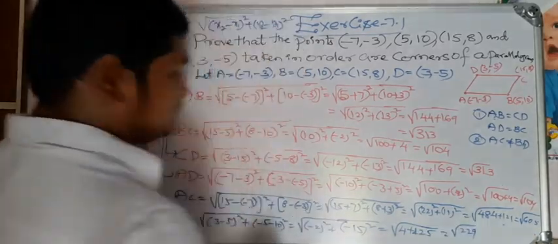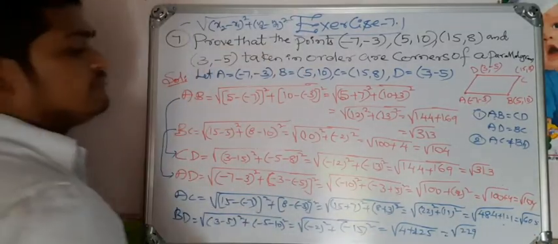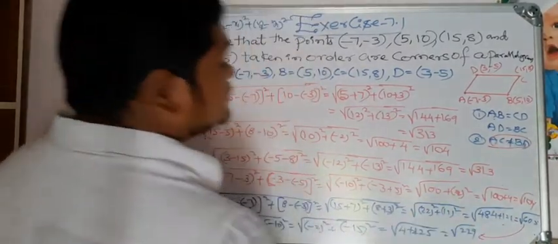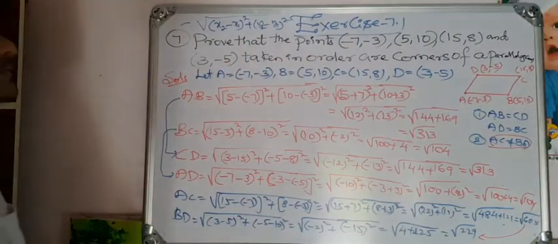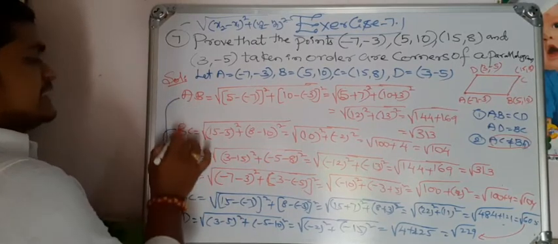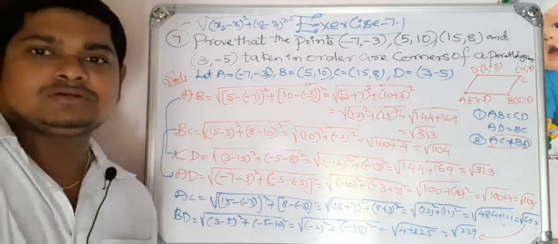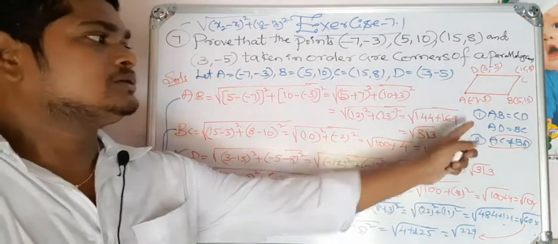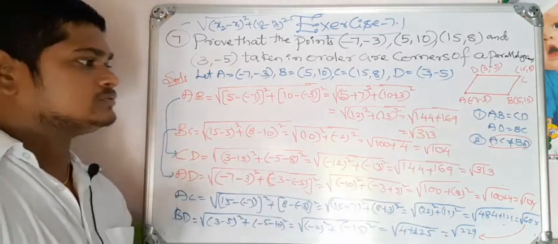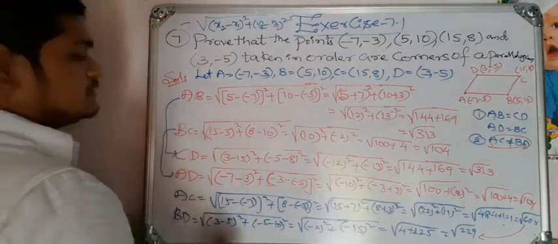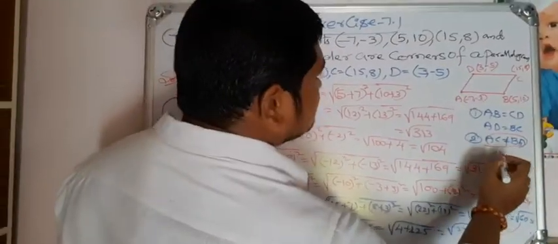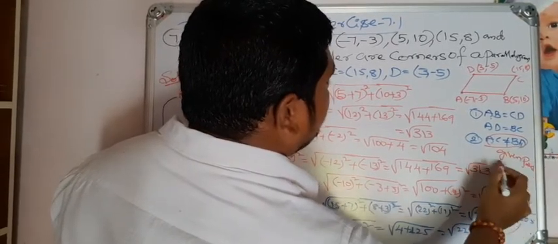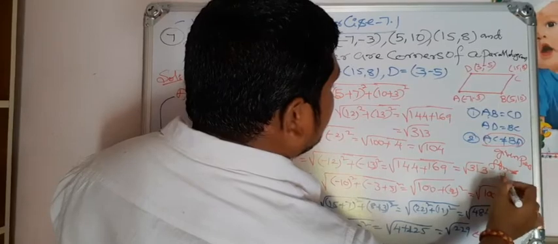Observe here: 605 and 229, both diagonals. AC must not be equal to BD. So AC is not equal to BD. Next, AB must be equal to CD and BC must be equal to AD. So we can conclude that those satisfy the properties of a parallelogram. So we can write: the given points form a parallelogram.